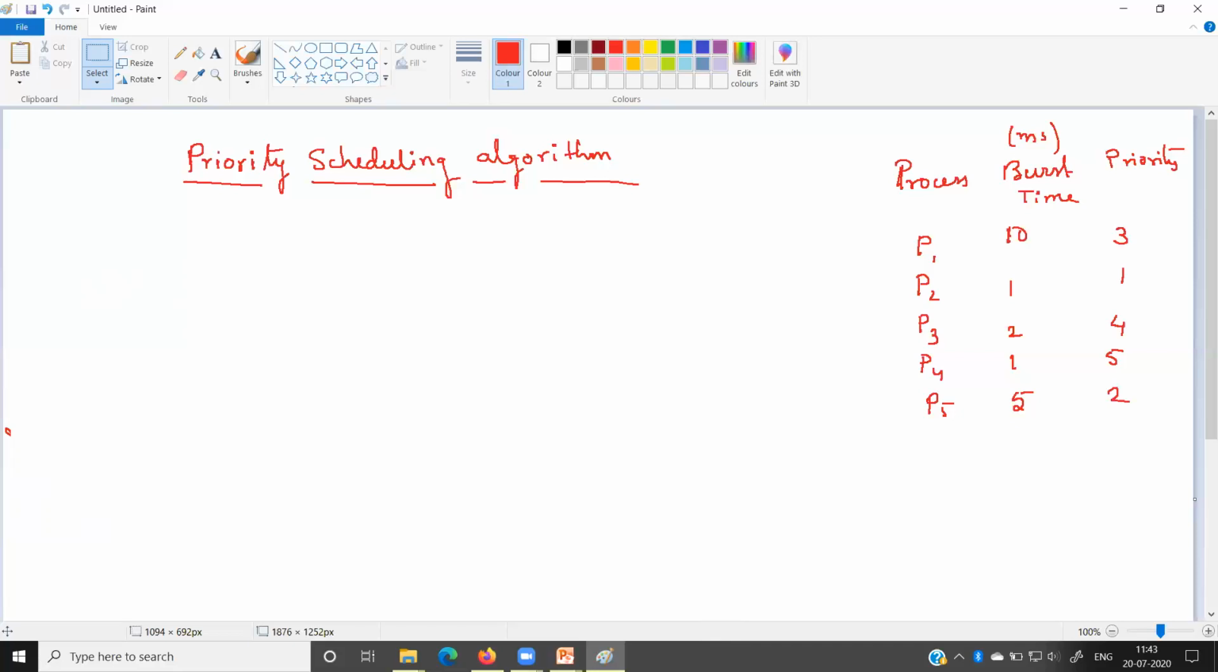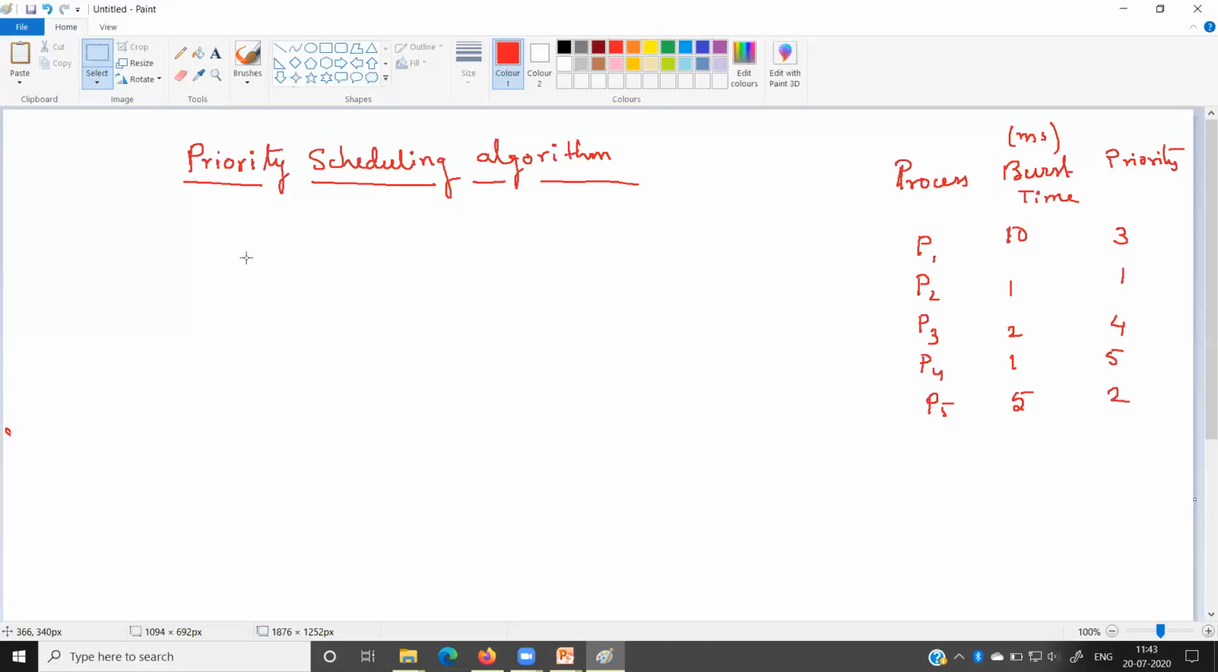So here we assume that the lowest value has the highest priority. Depending on the assumption, P2 has the highest priority, then P5 will get the next priority. After P5, P1 will get the priority, and after P1, P3 will get the priority, and lastly P4 will get the priority. And here we assume all processes arrived in the ready queue at the same time. So no arrival time is given; they are stored one after another inside the ready queue.